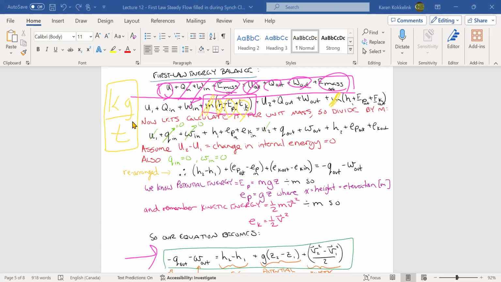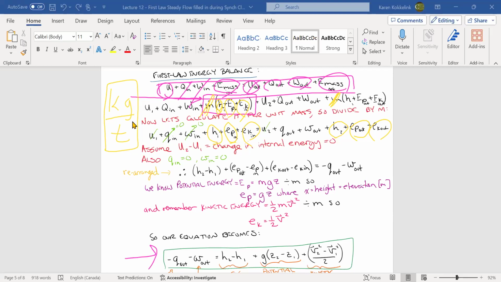The h's are not going to cancel out because enthalpy changes as it gives up some energy to spin that shaft. Enthalpy changes. Potential energy changes because there's a difference in height between the inlet and the outlet. Kinetic energy changes because that mass slows down its velocity as it hits the turbine blades. So the enthalpy in, potential energy in, kinetic energy in are all different than out, out, out.